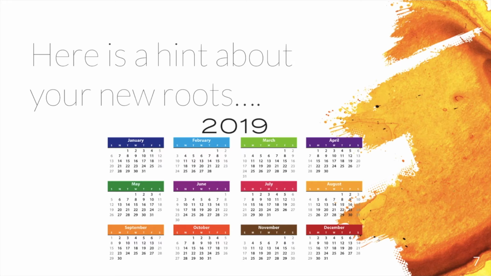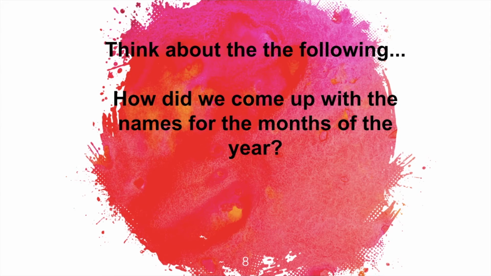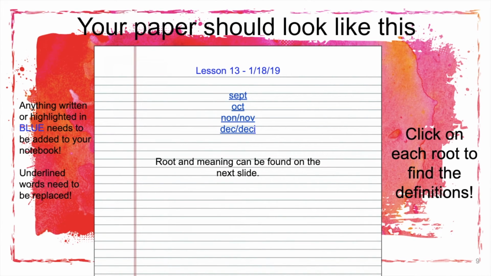So I want you to think about the following question. How did we come up with the names for the months of the year? Well, they weren't just random. They were specifically chosen. So you can see I put an animation on the right.